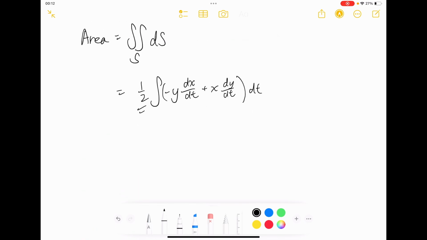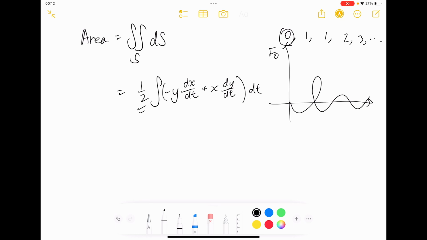And yeah, let's start integrating. But first, what are our bounds for t? Well, think about it. This is where it all came from, right? And the Fibonacci sequence goes like this: 0, 1, 1, 2, 3. And this is F0. This is F1. This is F2. And remember, we were looking at Ft. So it crosses 1 twice. And so our parameter t goes from 1 to 2. And so our bounds are from 1 to 2.